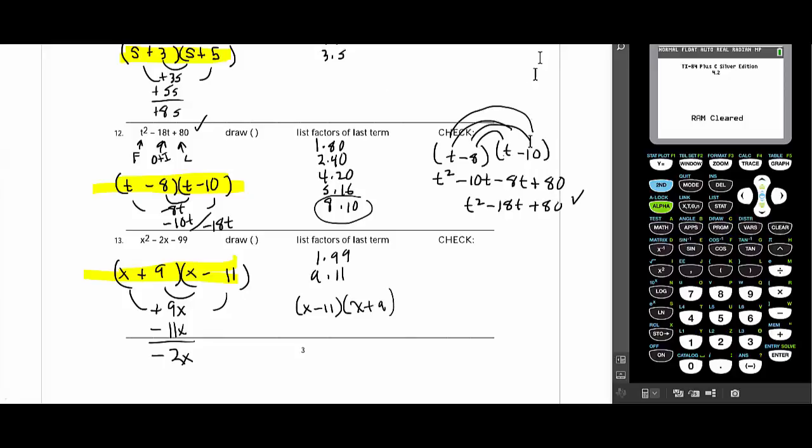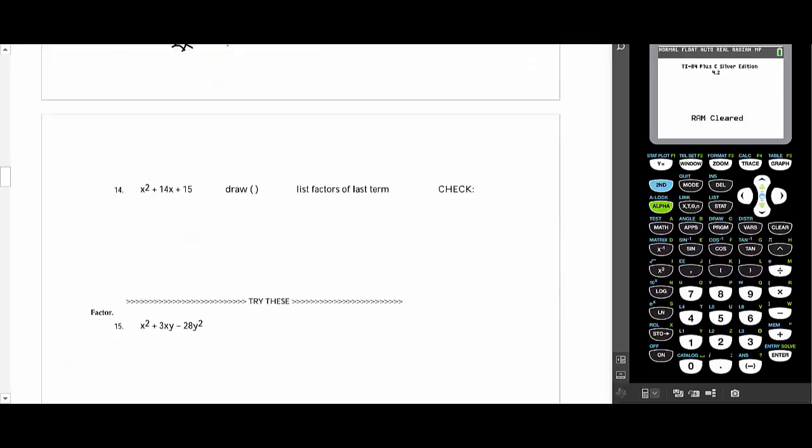Okay. All right, the next one. Okay, let's see if I was trying to trick you on this one. I don't know.